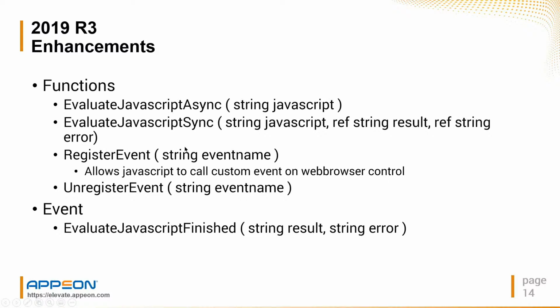And then finally, you can create a custom event on the control, and then you can call this register event, and that makes the event available to JavaScript for JavaScript to interact with. And then if you don't want it to interact with the event anymore, you can call unregister event, and it will turn off the ability for JavaScript to access that event.